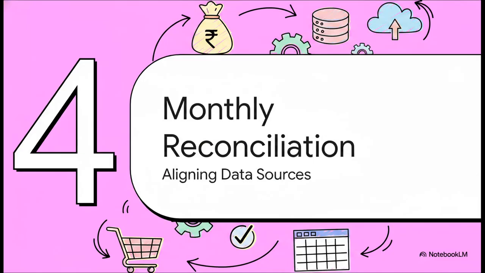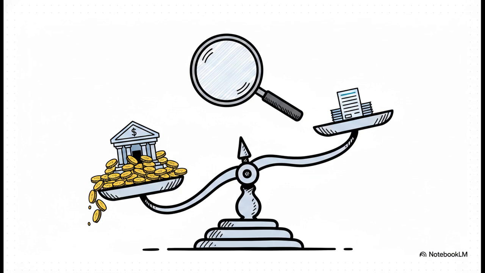Moving into Section 4, reconciling your monthly data. Let's look at how all this comes together behind the scenes so your data sources align perfectly. Think about mistake number 9, your actual cash in the bank versus your declared GST sales. Make absolutely no mistake about this.